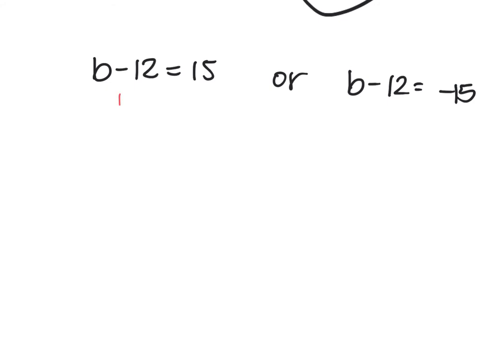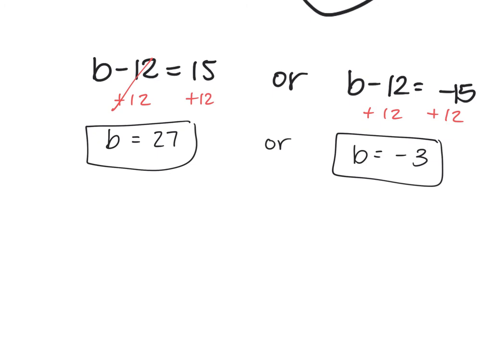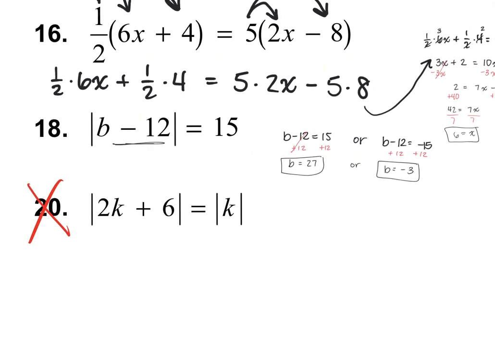From here, we can just add 12 to both sides. This will cancel, and we get b equals 15 plus 12, which is going to give us 27. Or we've got plus 12, plus 12. We're going to get b equals negative 3. Those are our two solutions. And as always, you want to check, you want to plug them back in for any absolute value solutions, okay? So we're going to plug them back in.